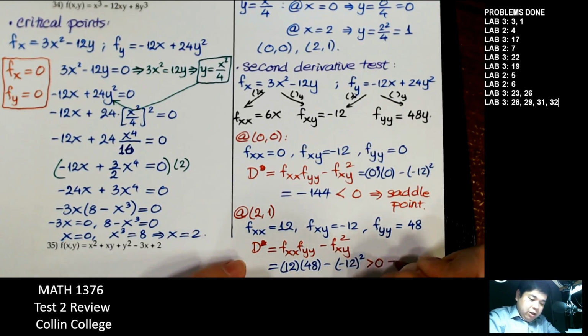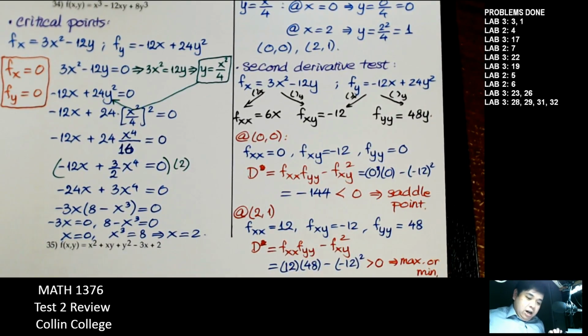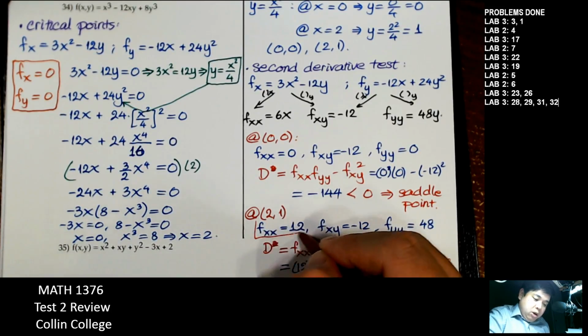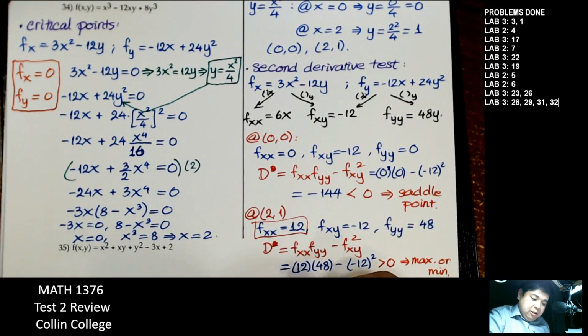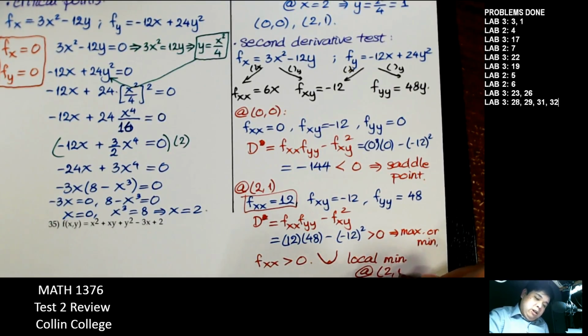So if it is positive, we can say it's either max or min. Negative is a saddle point. 0 is inconclusive. To determine if it is max or min, we just look at either one of these. And this one is positive, which means open up, which means it is a local min. Local min at (2, 1).